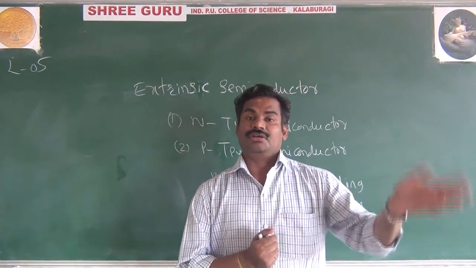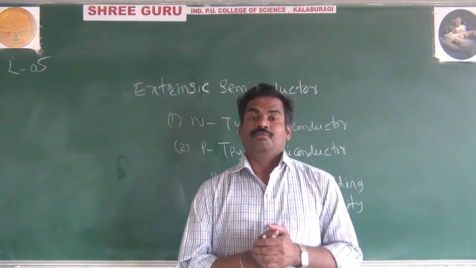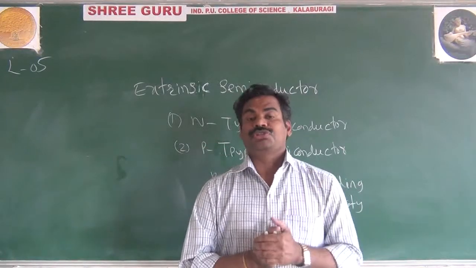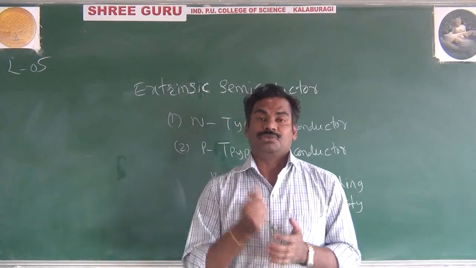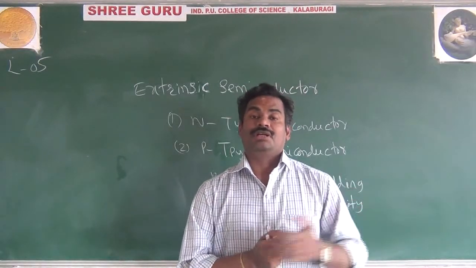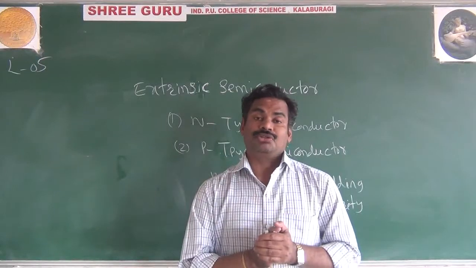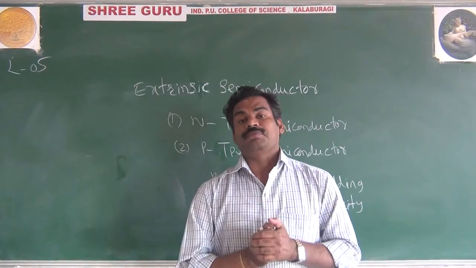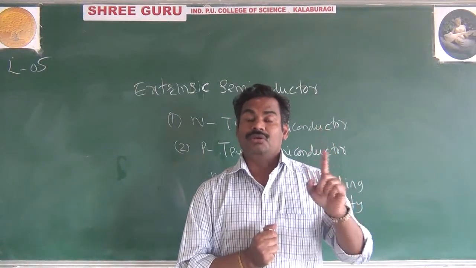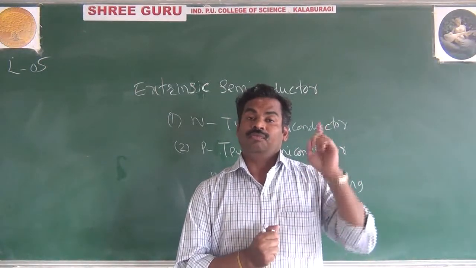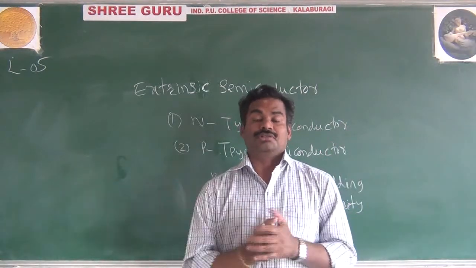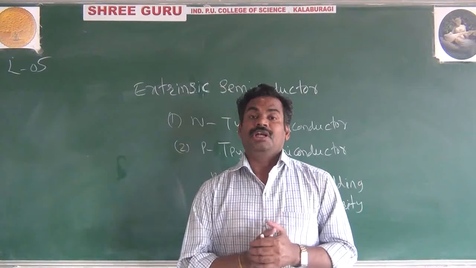No doubt the electrons will come from adding impurities. What about holes? The holes will come because of temperature, because of thermal energy. You can break the covalent bond and get electron-hole pairs. But the important thing, whenever we add pentavalent impurities, keep in mind that without creating holes, we can generate more electrons. That is the importance of the N-type semiconductor.